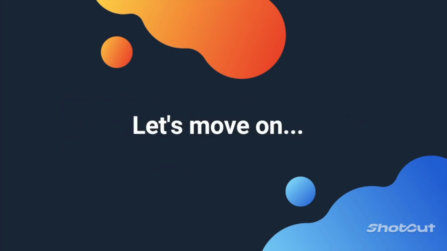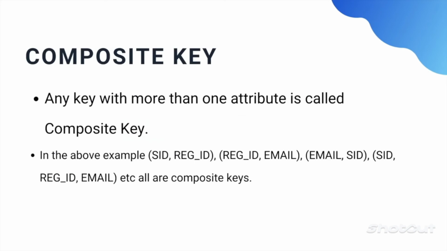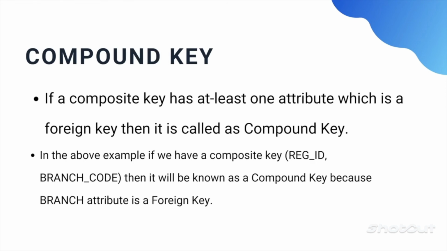Moving on to the remaining keys, a composite key has multiple attributes. Hence, all the super keys with more than one attribute are also composite keys. In our case, email and SID together, SID and registration ID together, registration ID and email together, all are composite keys. If a composite key has one attribute which is a foreign key, then it is called a compound key.